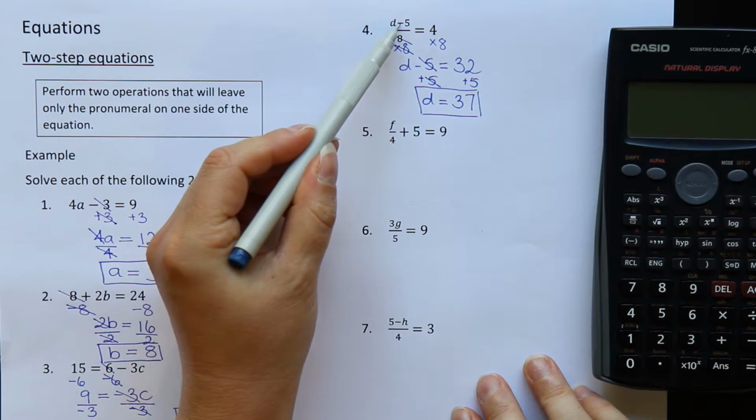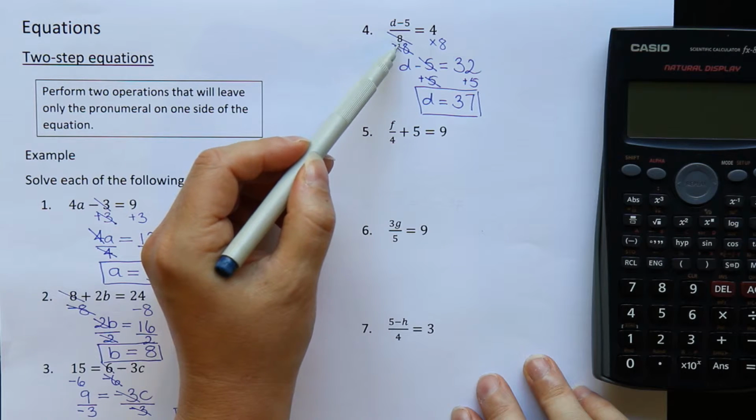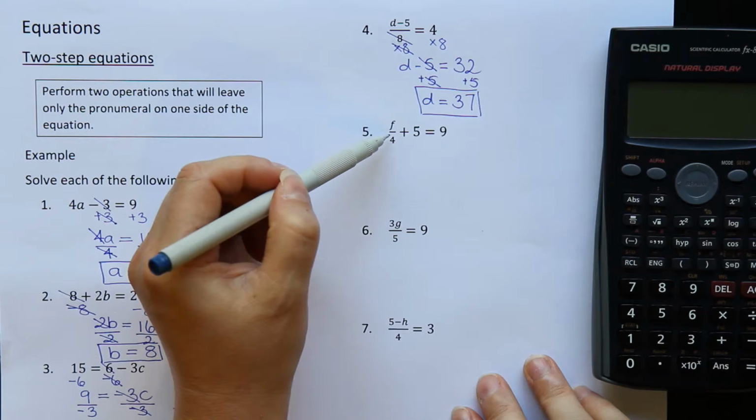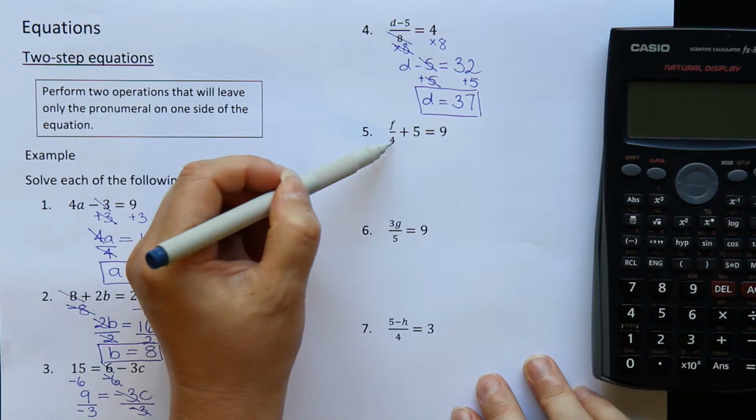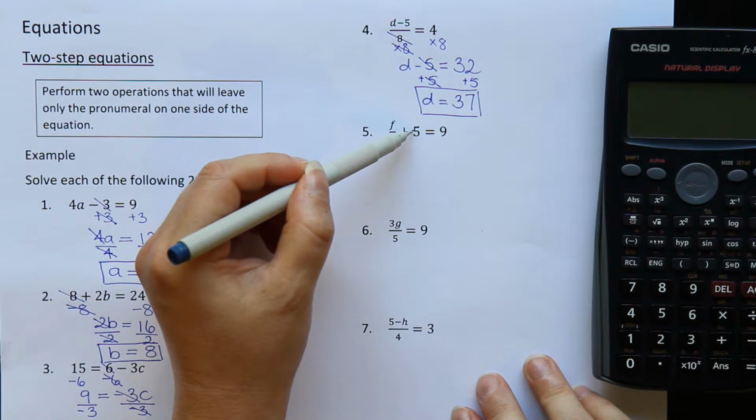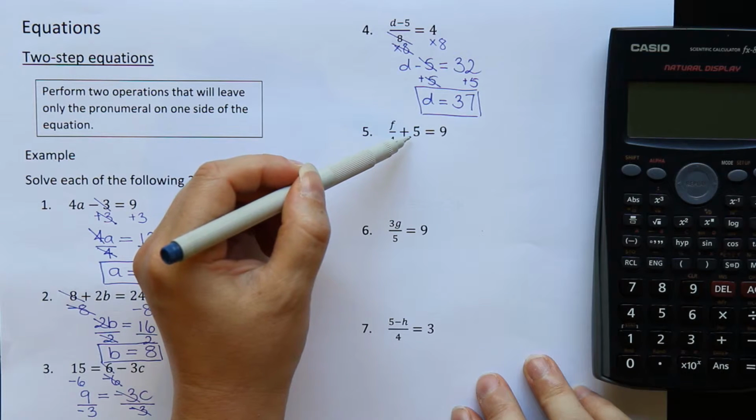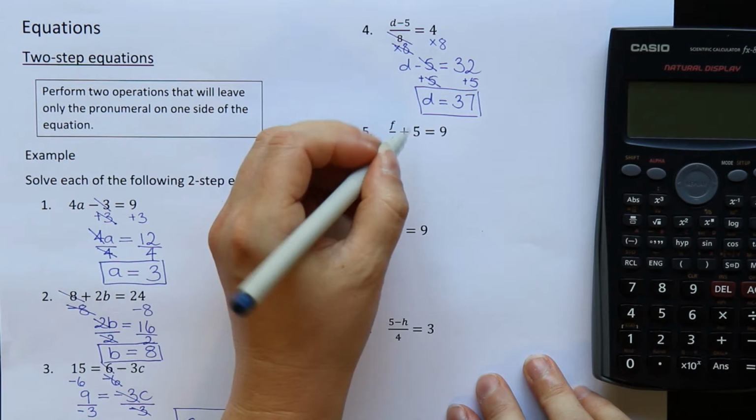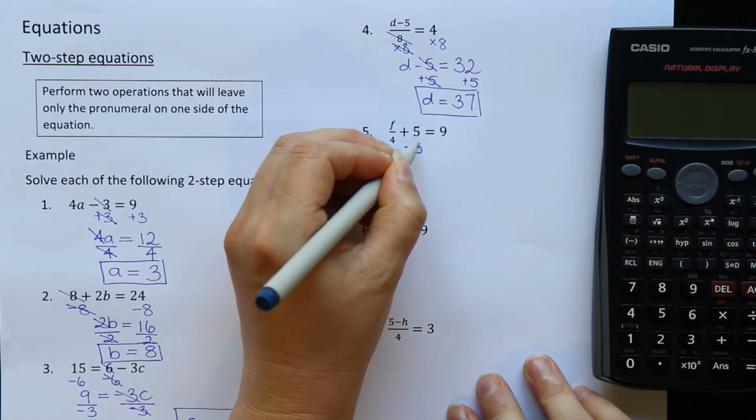This fraction is different to the one before. In that one I had to subtract the 5 first before dividing by 8. But in this question I have the f, it's divided by the 4 first, and then we're adding on the 5. So in this question I need to move the 5 first. To move it, I do the opposite, subtract the 5.